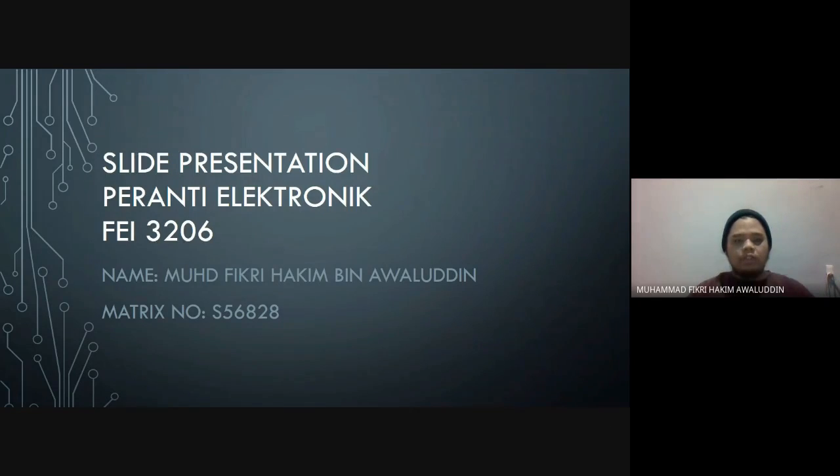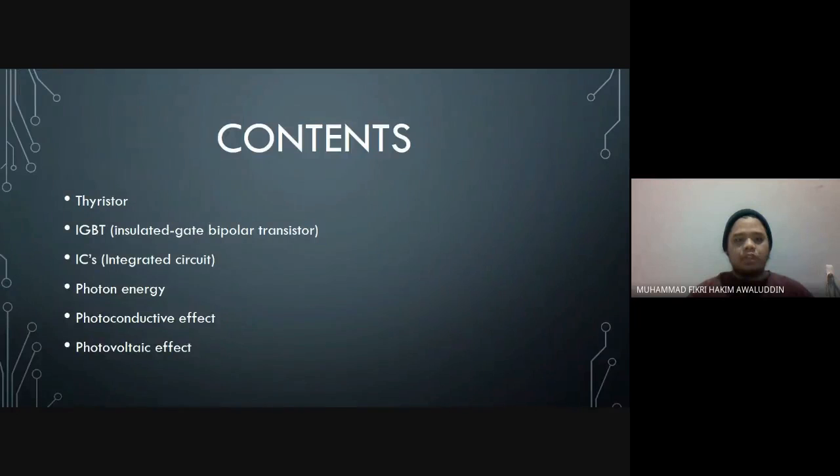Saya Muhammad Fikri Hakim bin Awaludin, matrik nombor S56828, akan memberikan presentation berkenaan tajuk yang diberi, iaitu transistor, IGBT, iaitu isolated gate bipolar transistor, IC integrated circuit, photon energy, photoconductive effect dan also photovoltaic effect.